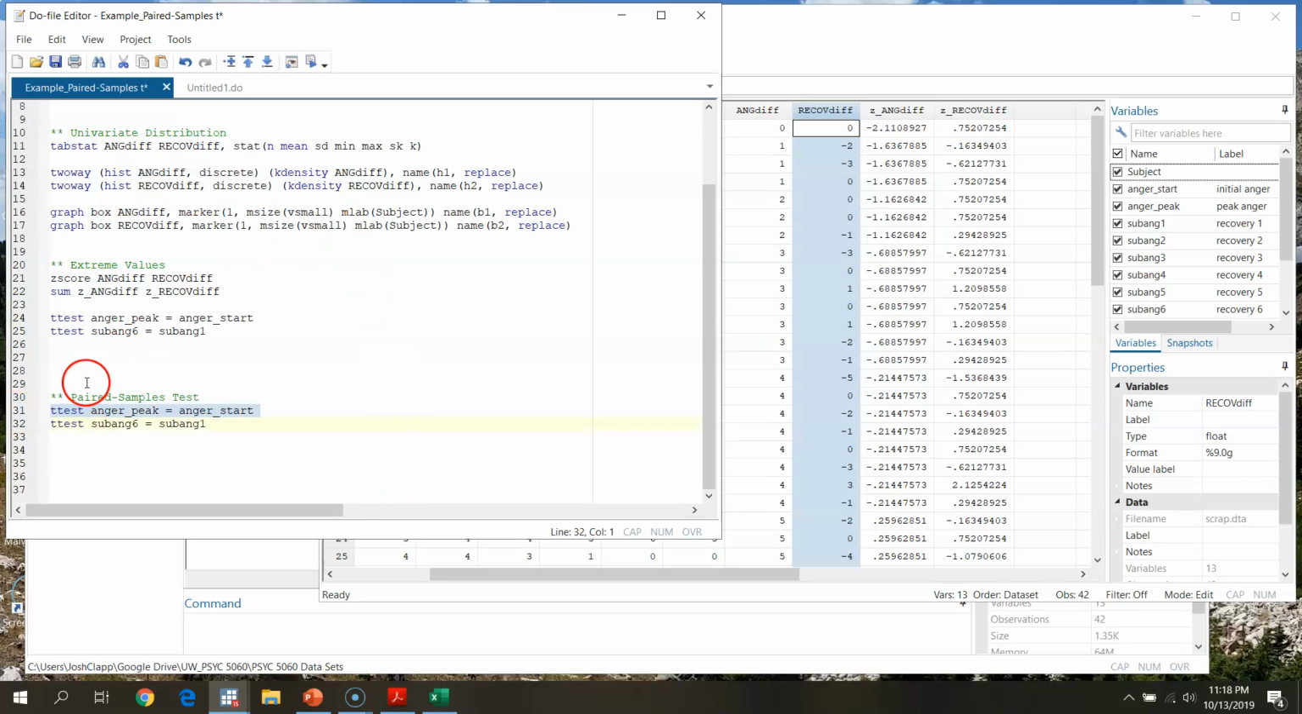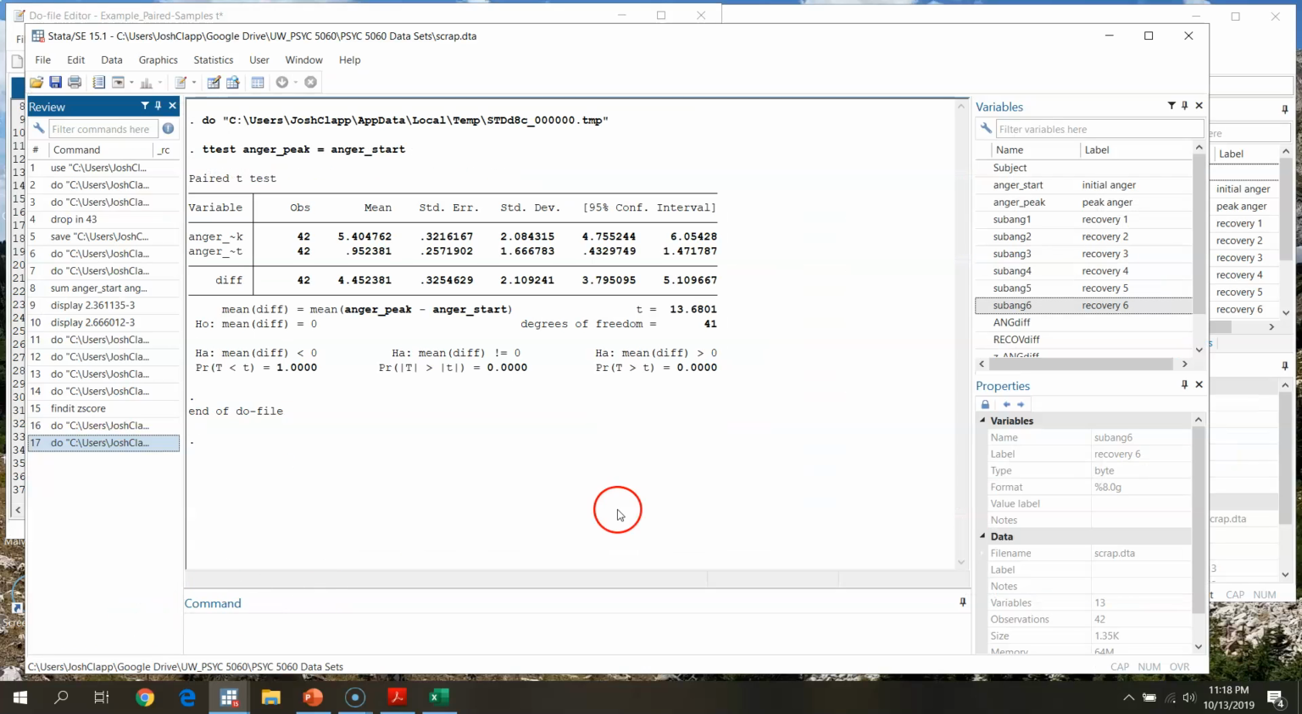So I'm going to start by running my test for the anger manipulation. I run this, and here we see our t-test, our paired sample test. We have the number of observations to start, mean, standard error, standard deviation, and 95% confidence interval around anger ratings at peak. Here, the number of observations, mean, standard deviation, and 95% confidence interval around anger ratings at baseline.